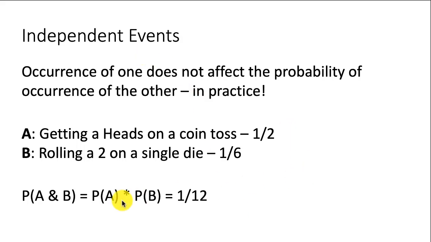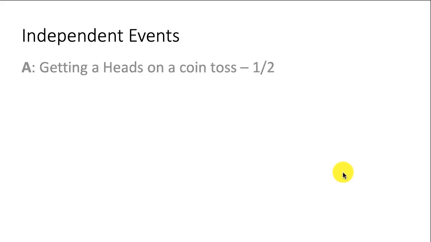Of course, we already saw that when two events are mutually exclusive, the probability of A and B occurring is 0 because they are mutually exclusive. One will exclude the occurrence of the other, right? Whereas if they are independent, then you just multiply the probabilities. Why do you multiply them?